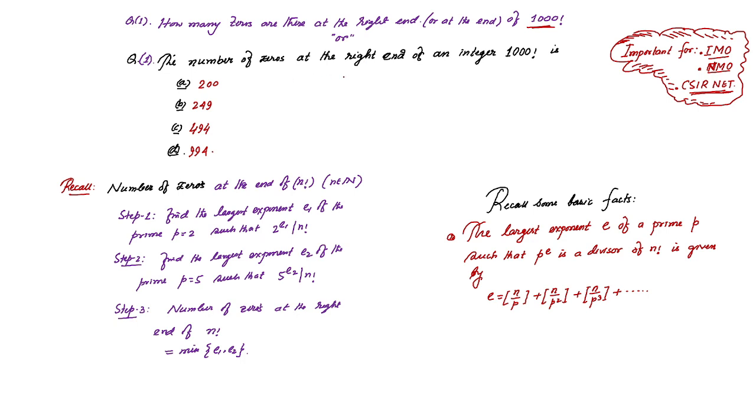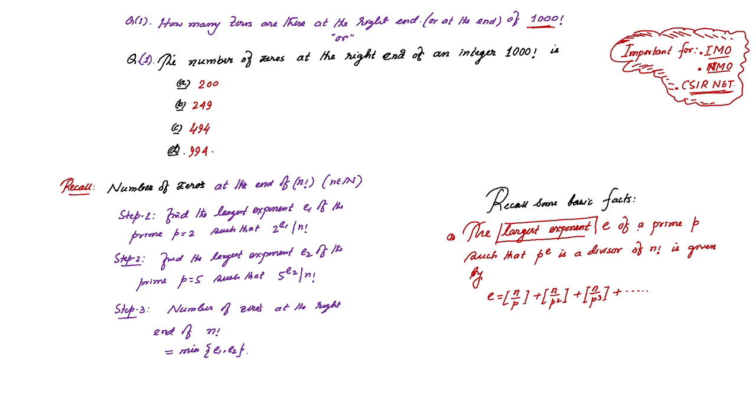The number of zeros at the right end of 1000 factorial has a few options: 200, 249, 494 and 994. For solving this kind of problem, we must recall one important basic fact. The fact is about the largest exponent of a prime. How do you find the largest exponent of a prime that is a divisor of n factorial?